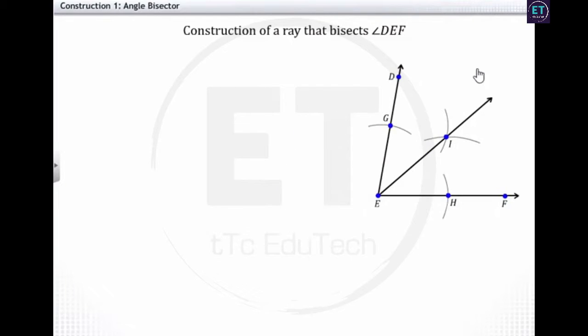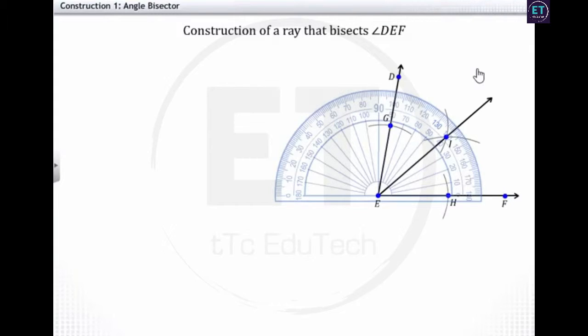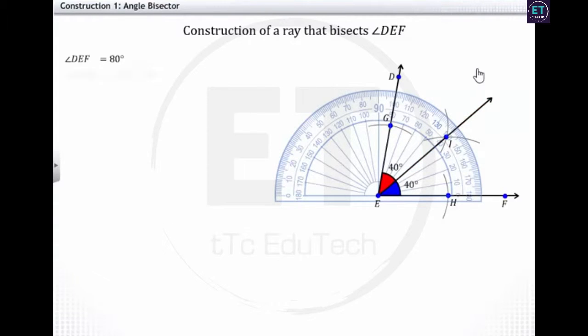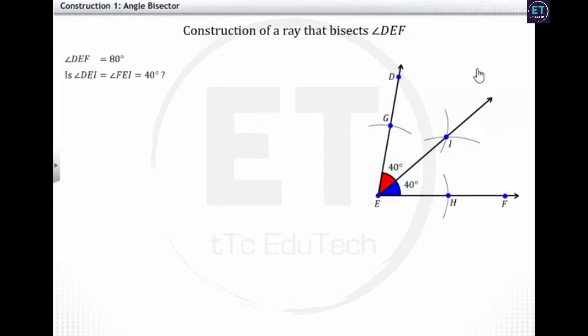Let's verify this statement. On measuring angle DEF, we find that it is 80 degrees. So the two angles, DEI and FEI, formed by the ray EI, should measure 40 degrees. Let's check this. Yes, each angle is 40 degrees. Hence, ray EI is indeed a bisector of angle DEF. We have successfully drawn and verified the construction.